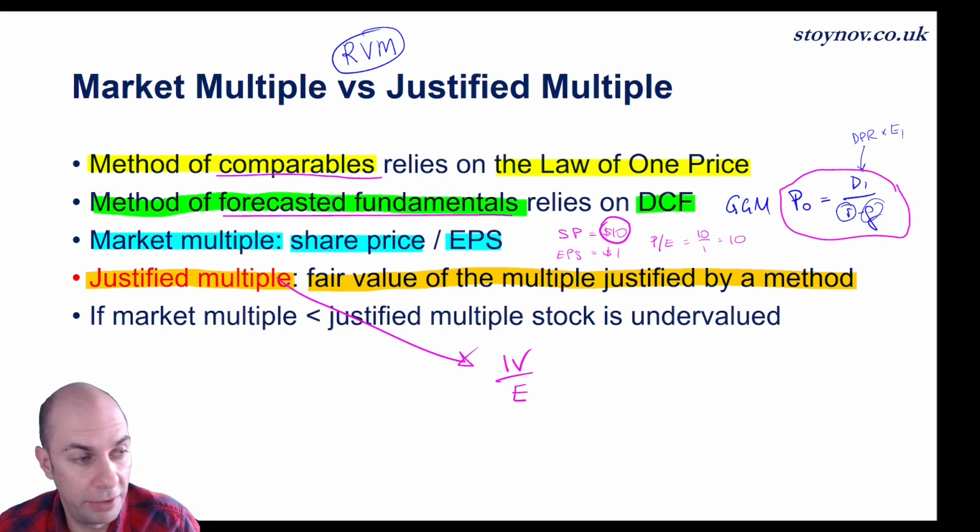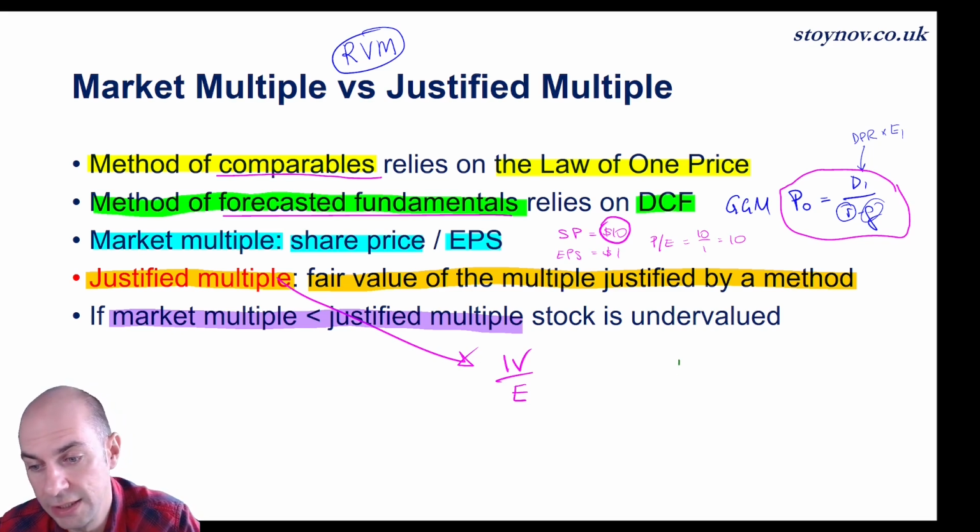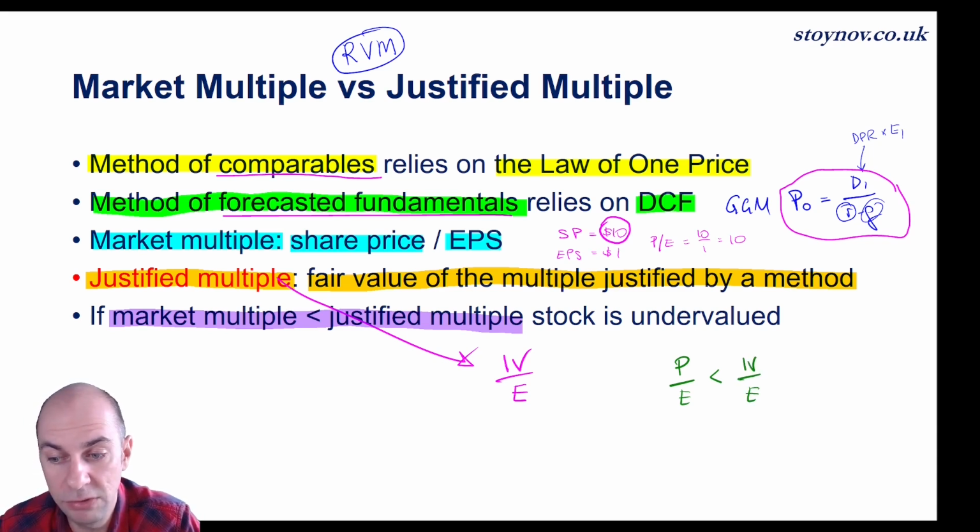So hopefully, if you're following all this along so far, it will come as no surprise that if the market multiple is less than the justified multiple, the stock is undervalued. Now, why is that the case? Well, if price over earnings, which is the market multiple, is lower than the justified multiple, which is intrinsic value over earnings, well, that's the same as saying the price in the market is lower than the intrinsic value. And that, of course, is a condition for the stock to be underpriced.